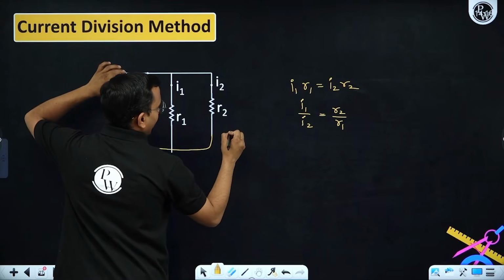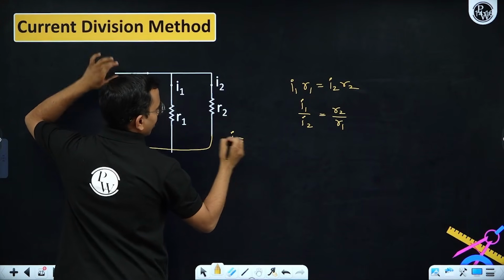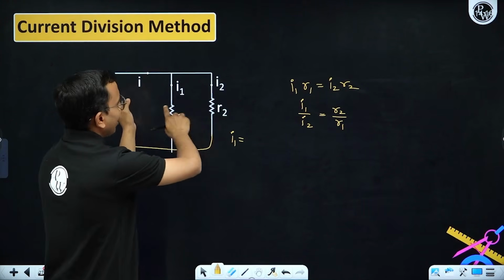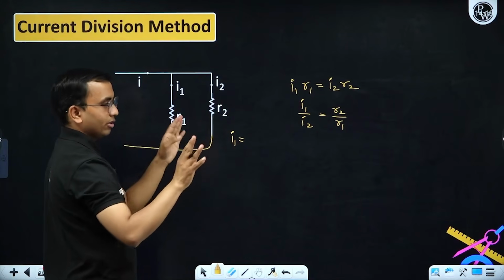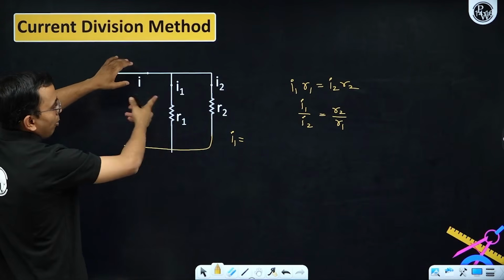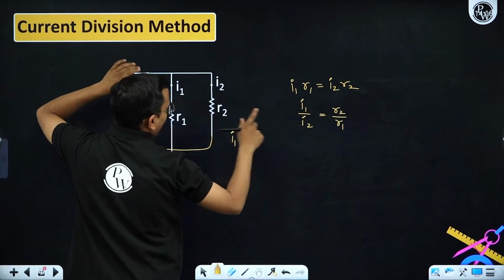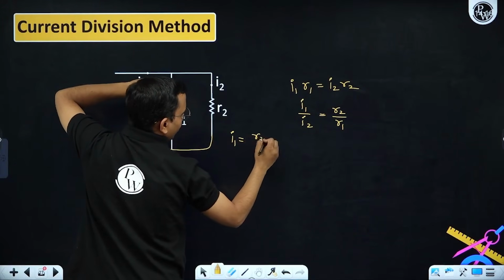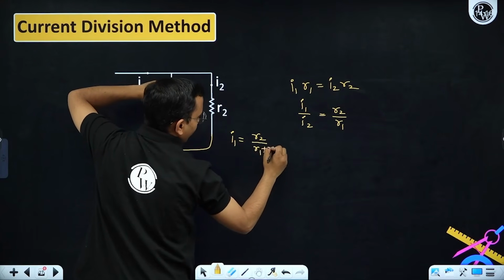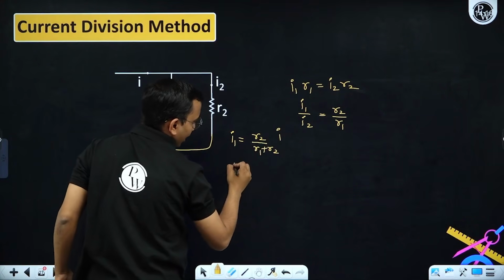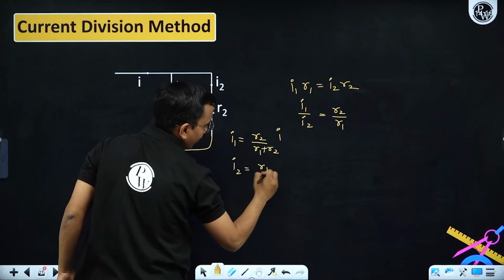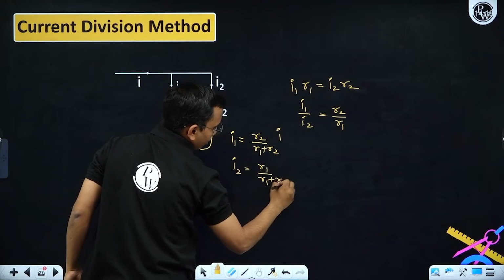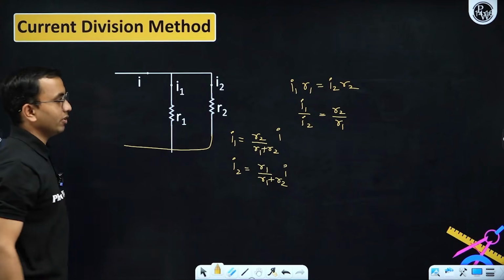So if I need to write I1 in terms of I, you can write I as I1 plus I2 and solve that way also, but I can directly write opposite ratio of the resistance. If I write I1, it is R2 divided by R1 plus R2 into I. I2 is R1 divided by R1 plus R2 into I. Opposite ratio of the resistance.